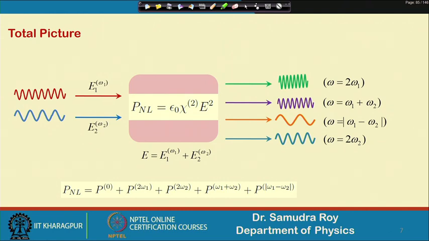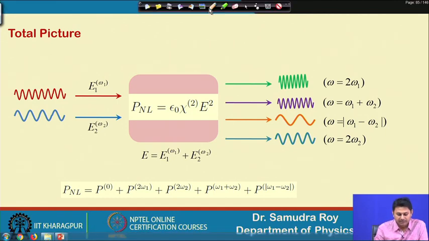So, if you remember the previous figure, when we were launching just one frequency, you will have either 0 frequency, that is the optical rectification term, or the fundamental frequency, that is omega, and the second harmonic frequency 2 omega. So, here we are having something similar. Individually, if I consider the frequency omega 1, corresponding to electric field E 1, we will find the second harmonic of this term.